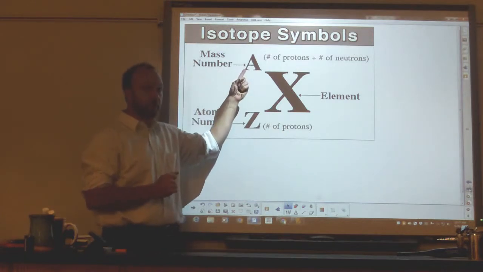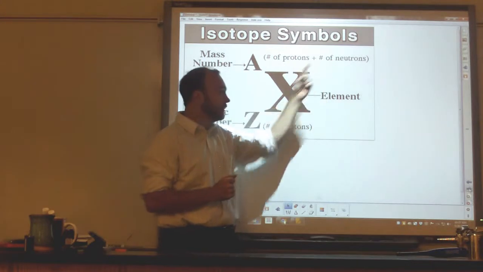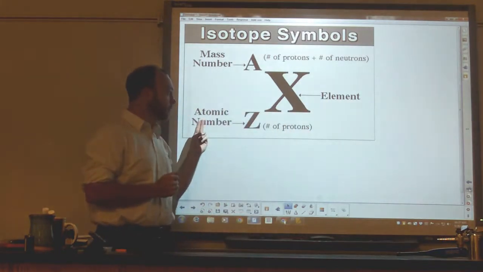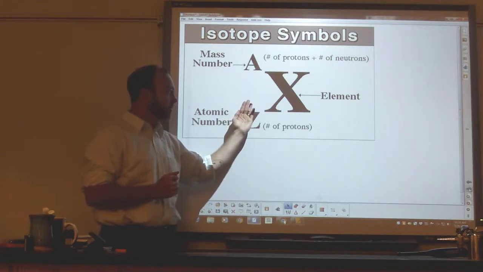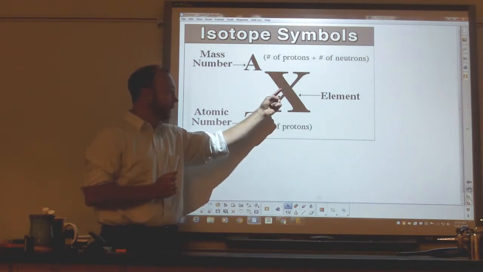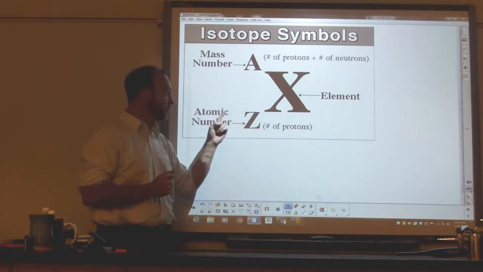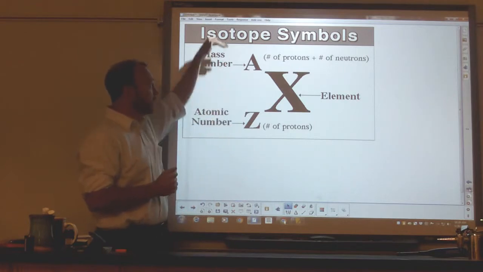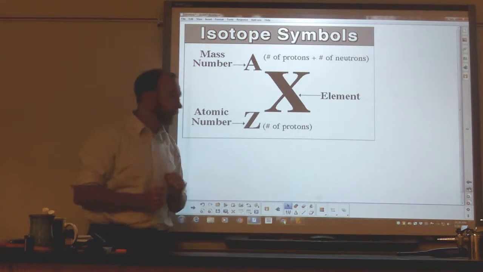Then if you want to specify the type of isotope, at the top left you put the mass number. Remember that mass number is the number of protons and neutrons combined. Generally, we also put the atomic number at the bottom left. You really don't have to put this, because if you know the type of element, you can look at the periodic table and figure this out. But for convenience, it's usually nice to write that in your symbol as well. So the mass number goes on the top left, the atomic number goes on the bottom left.